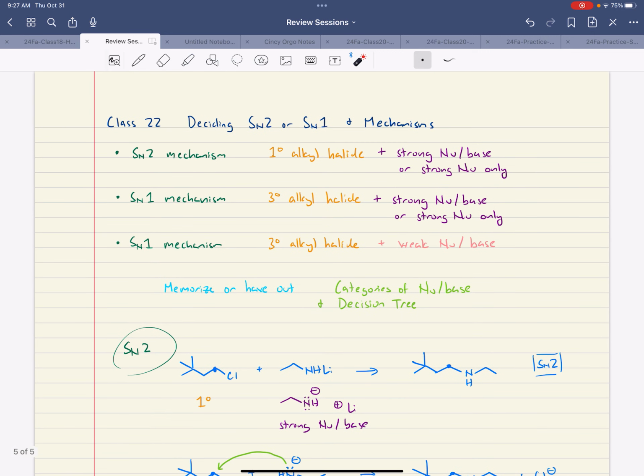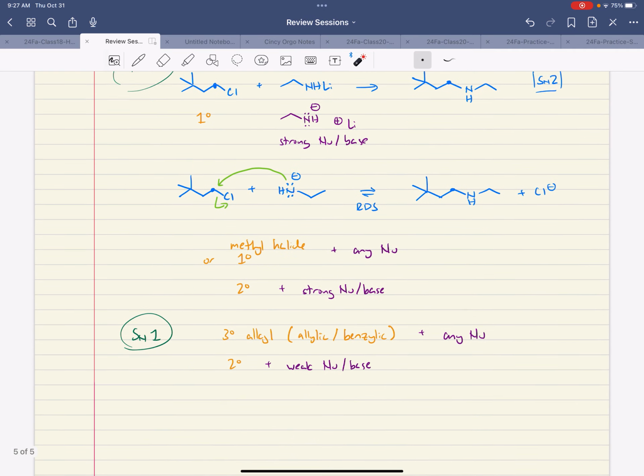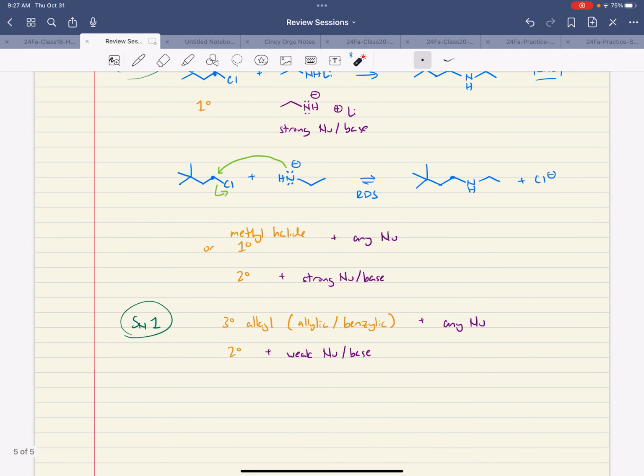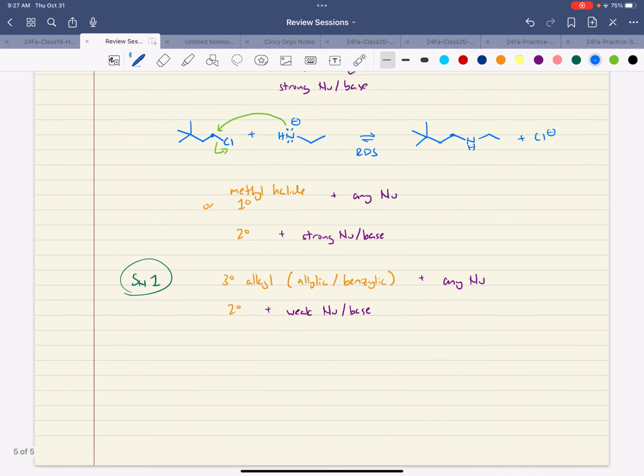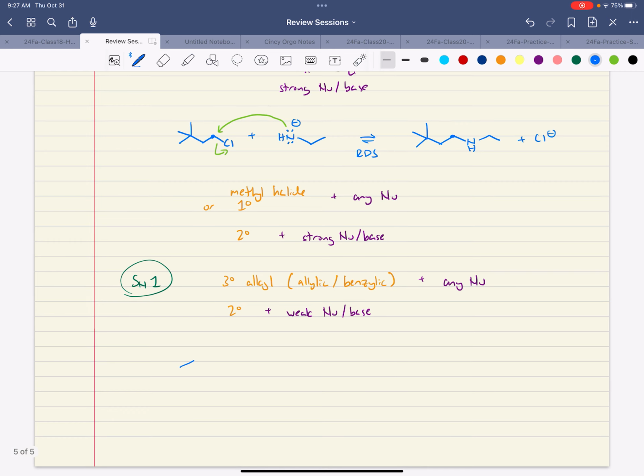So I said that I would go over the mechanism using a tertiary alkyl halide with a strong nucleophile, strong base. That's this condition right here. Okay, tertiary, crowded. What about this? Strong nucleophile, strong base.